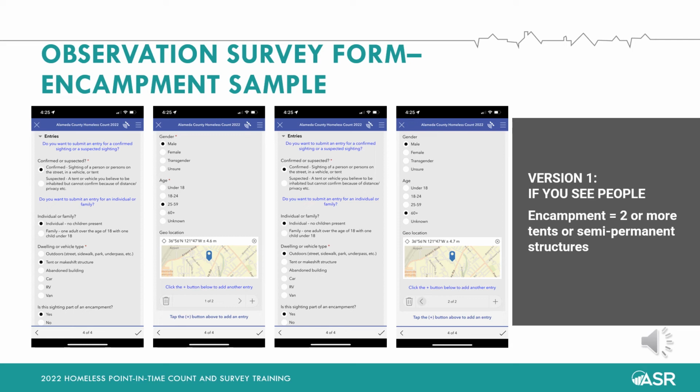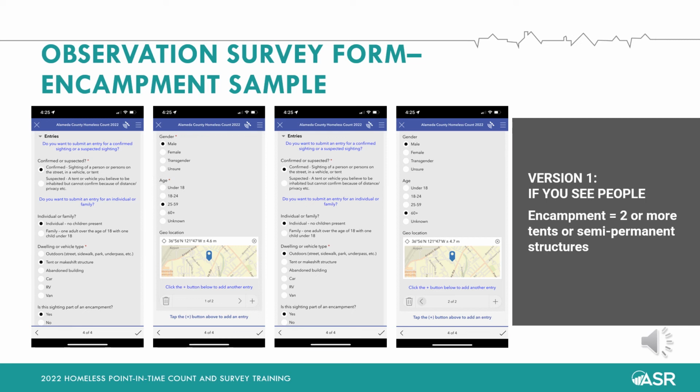You start by bubbling in Confirmed under Confirmed or Suspected. Next, under Individual or Family, you would bubble in Individual. Under Dwelling or Vehicle Type, you would bubble in Tent or Makeshift Structure. Under Is this sighting part of an encampment, you would bubble in Yes. Under Gender, you would bubble in Male. Under Age, you would bubble in 25 to 59.